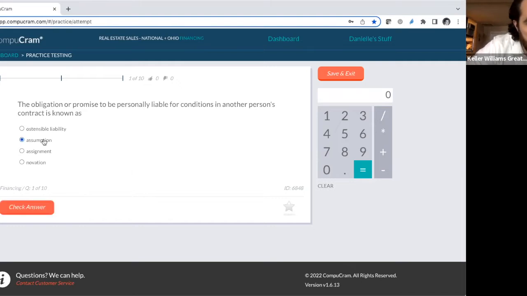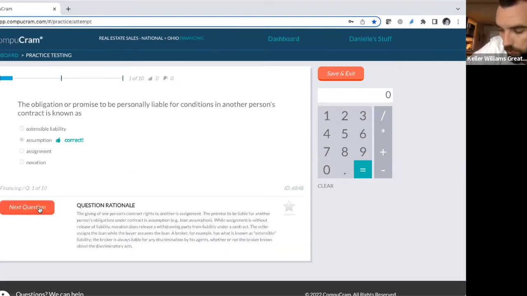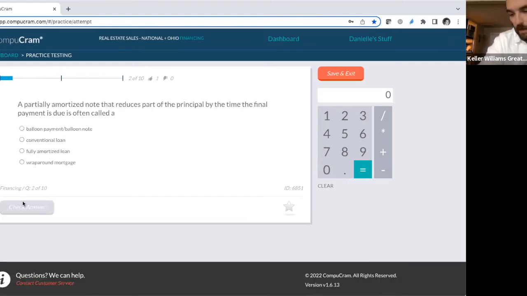All right, looks like we have B's in the chat, and that is going to be correct. So assumption is where you retain or hold the liability. Novation is what makes it so that the liability does not remain. Novation is what happens on the other side when they're being released of liability. Assignment does not release from liability.